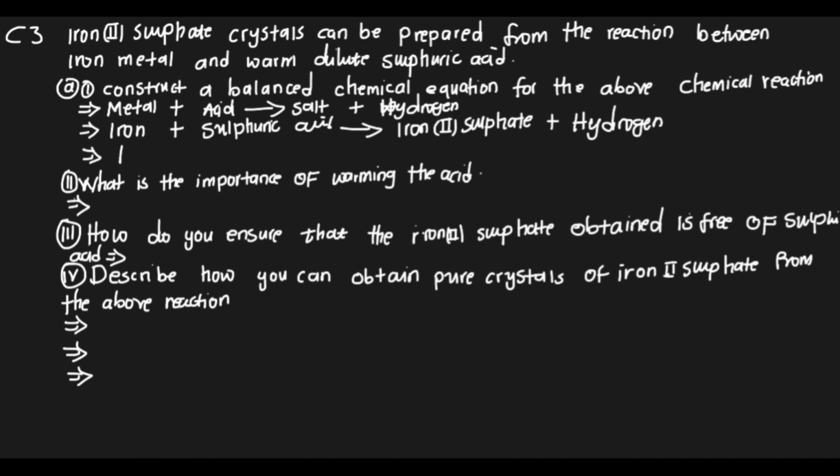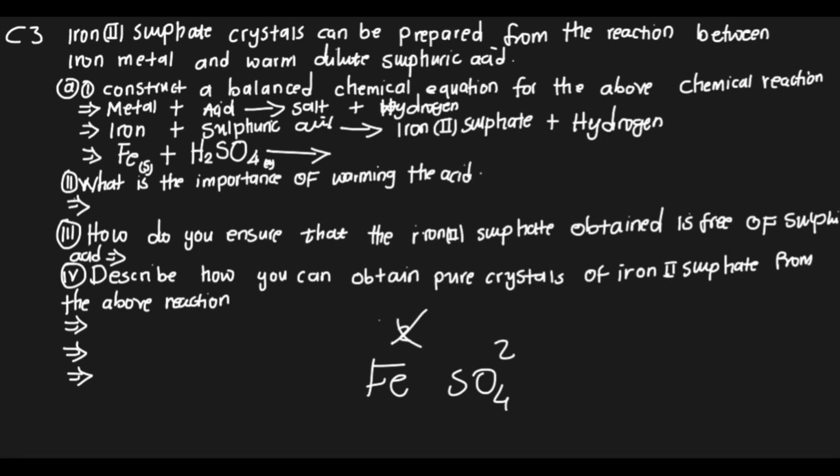Now iron, the symbol is Fe, solid. Sulfuric acid is H2SO4, aqueous. Then iron 2. Since we have been given this number 2, this means that we are using the iron with the valence of 2. So iron has a valence of 2. Sulfate also has a valence of 2, so we can just cancel these.